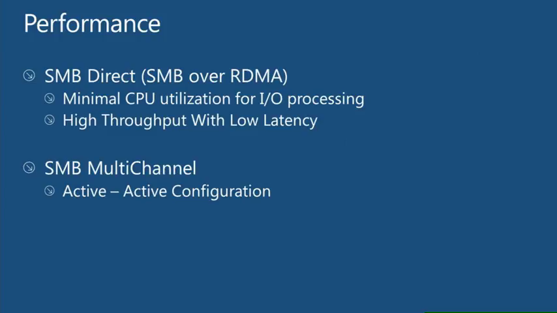There was a previous mention of multi-channel. I just want to reiterate the fact that if you have dual network paths to your file share, it's going to use them in an active mode, and that means much higher performance.